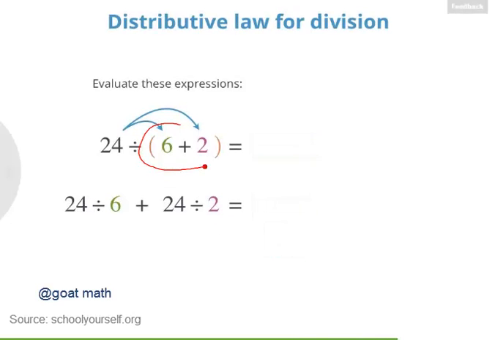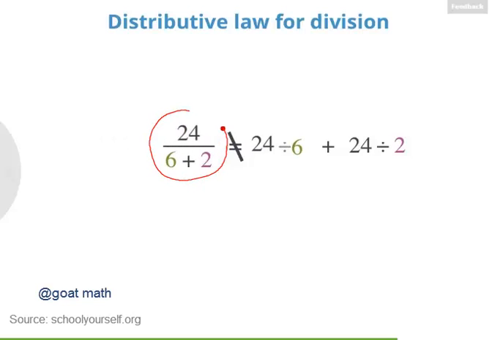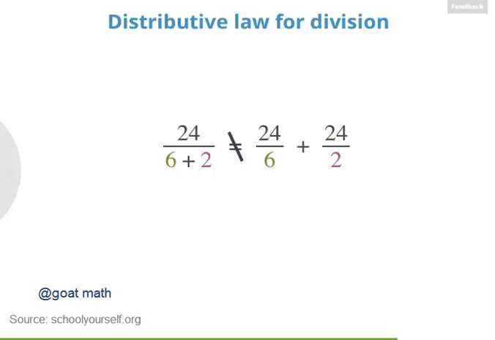Right, so 6 plus 2 is 8, and 24 divided by 8 equals 3. Down here, 24 divided by 6 is 4, and 24 divided by 2 is 12. 4 plus 12 equals 16, so these two expressions are not the same. We can write this using an equal sign with a slash going through it, meaning these two expressions are not equal. And we can also write this as fractions. 24 over (6 plus 2) does not equal 24 over 6 plus 24 over 2.